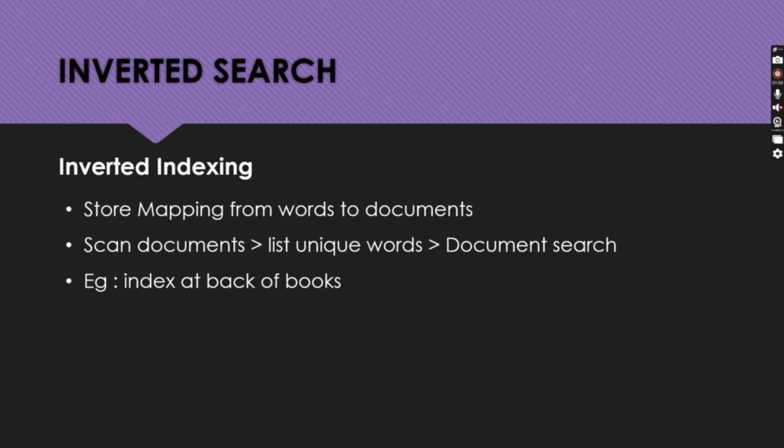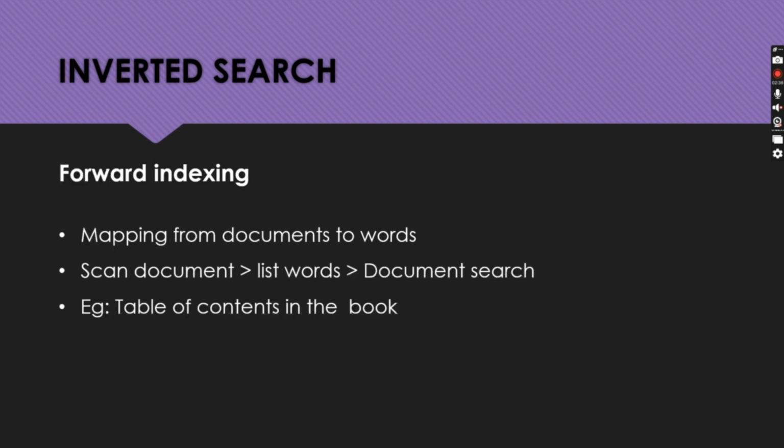First, it makes an index of words. It will show the path to the documents, showing the documents that contain those words. So first, it will scan all the documents and list out the unique words from the documents, and it will list them like that. An example of an inverted index is the index at the back of a book.